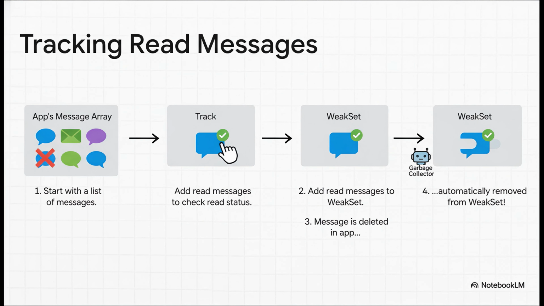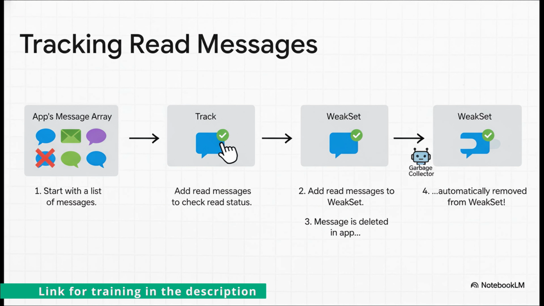Here's a perfect example. Let's say you have a list of messages, and you want to keep track of which ones the user has read. When they read a message, you just add that message object to your WeakSet. Later, if some other part of the app deletes that message from the main list, you don't have to do anything. The garbage collector sees it's gone and automatically removes it from your WeakSet too. Your read list stays perfectly in sync.